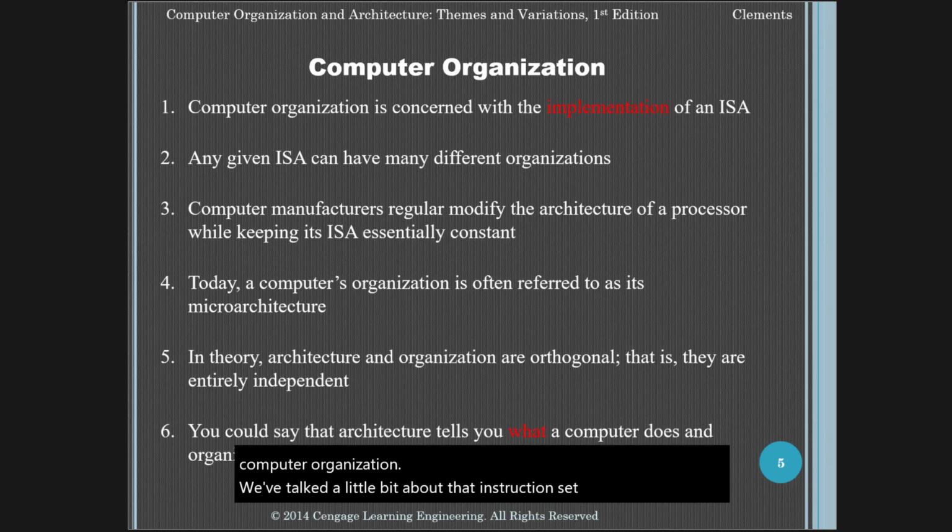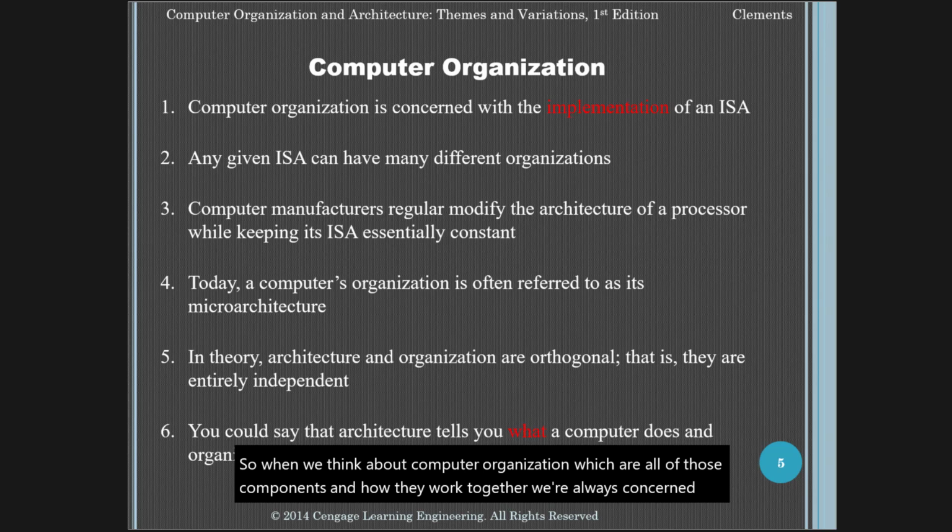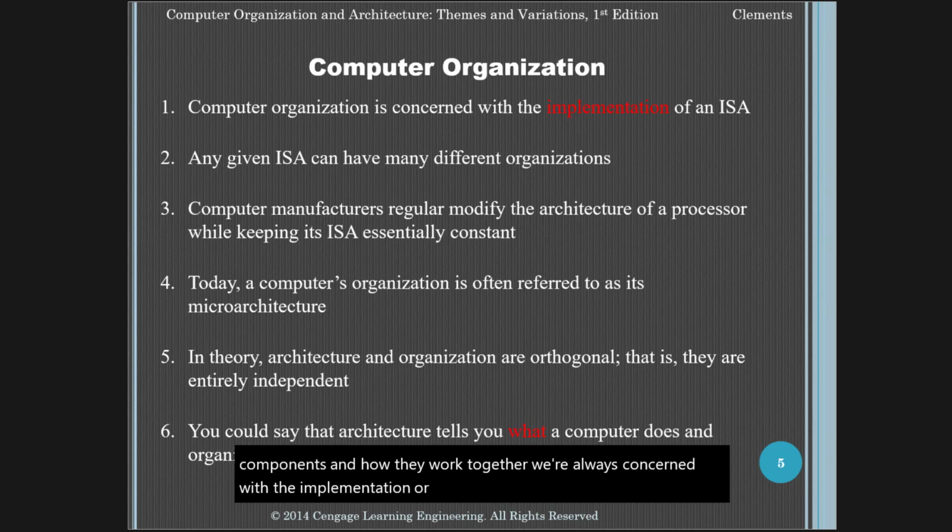So that ISA, which going back, an ISA describes the instruction set, right? Defines its assembly language and programming model. So when we think about computer organization, which are all of those components and how they work together, we're always concerned with the implementation, or how that instruction set architecture is going to work in order to move data around inside of the system to allow the processor to complete those instructions as given.